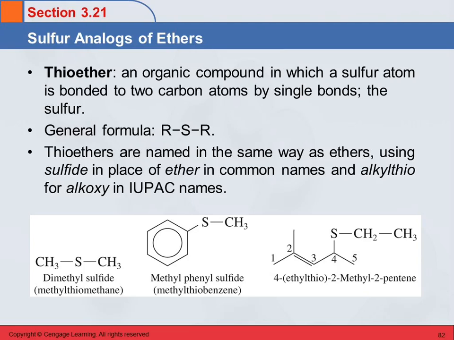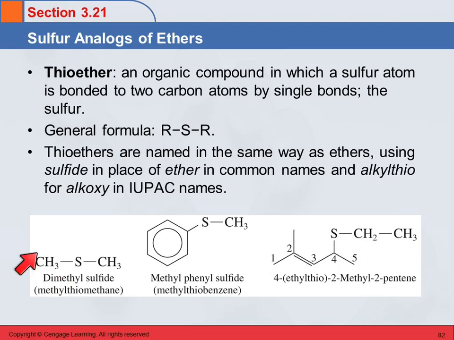Another sulfur analog is one of ethers. So we can have thioethers. And this is like an ether, but an ether would have oxygen here. So we're swapping out the oxygen for a sulfur. So we've got a sulfur bonded to 2 carbons by single bonds. And these follow the same nomenclature as ethers, but we're going to use the word sulfide instead of ether in the common names, and alkyl thiol instead of alkoxy in the IUPAC names.